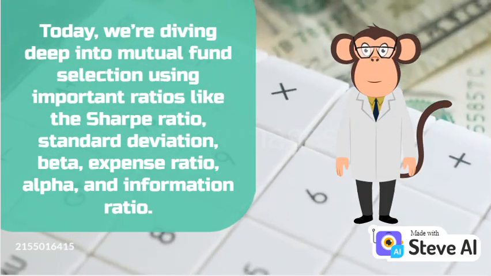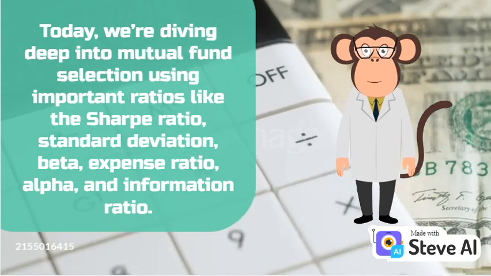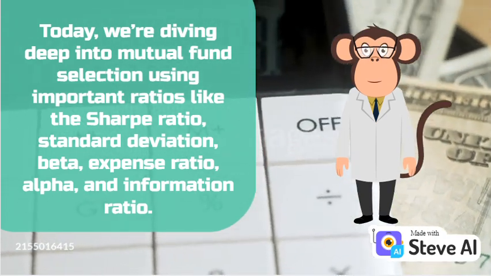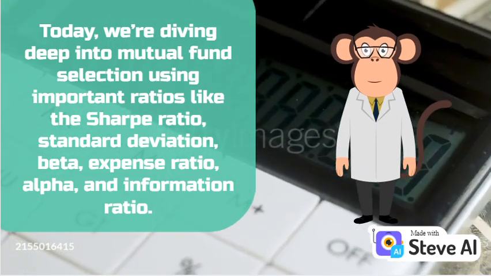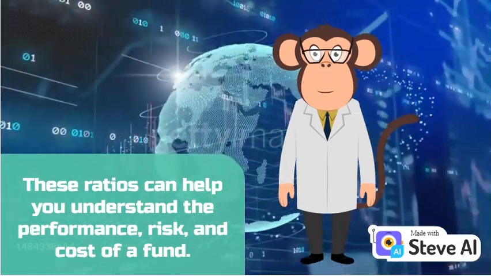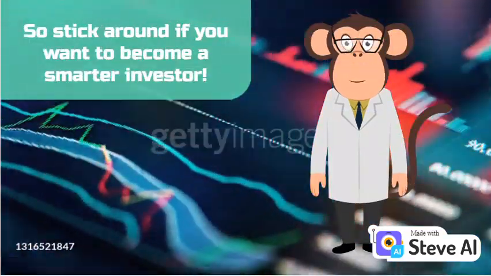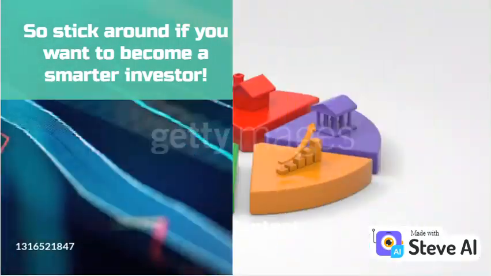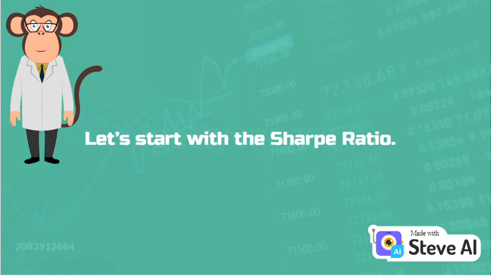Today, we're diving deep into mutual fund selection using important ratios like the Sharpe ratio, standard deviation, beta, expense ratio, alpha, and information ratio. These ratios can help you understand the performance, risk, and cost of a fund. So stick around if you want to become a smarter investor. Let's start with the Sharpe ratio.